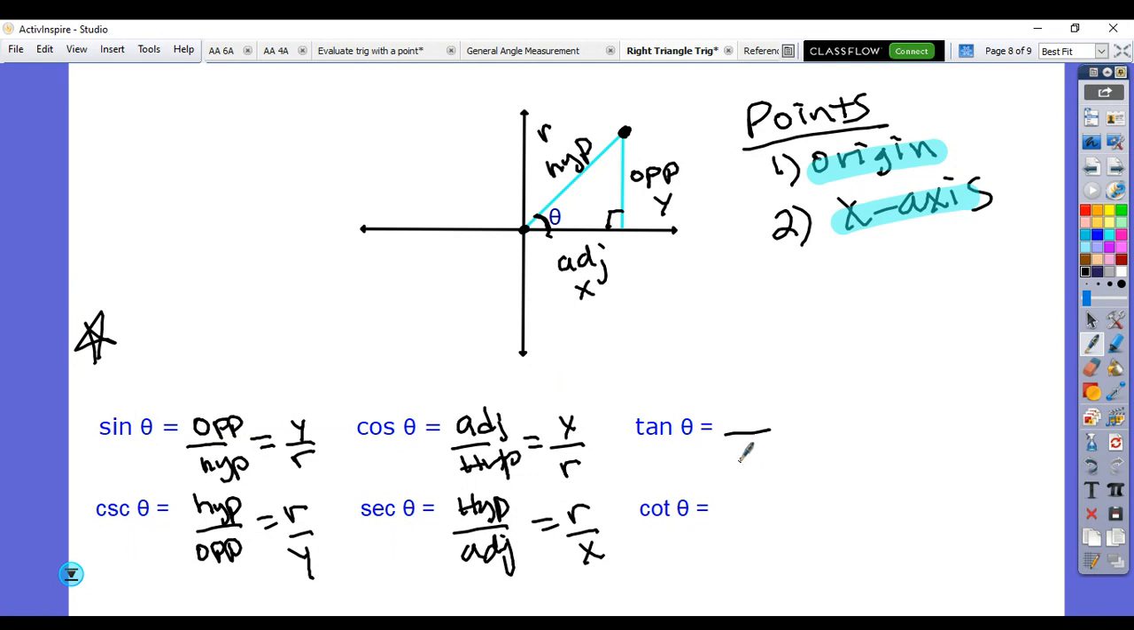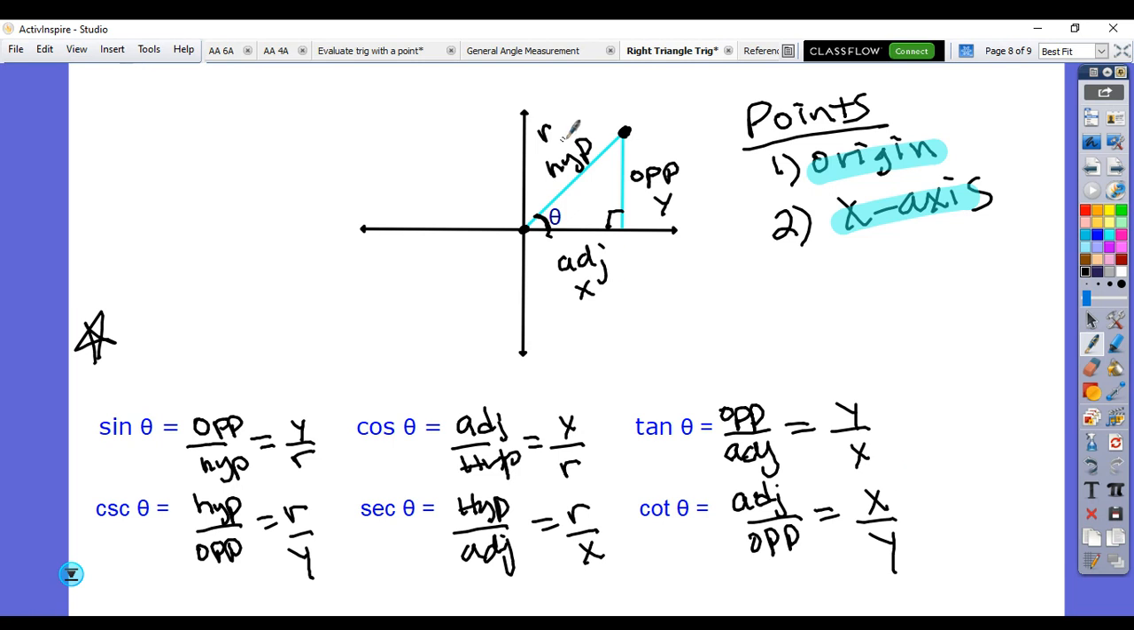Tangent is opposite over adjacent, which is y over x. The reciprocal, adjacent over opposite, x over y.